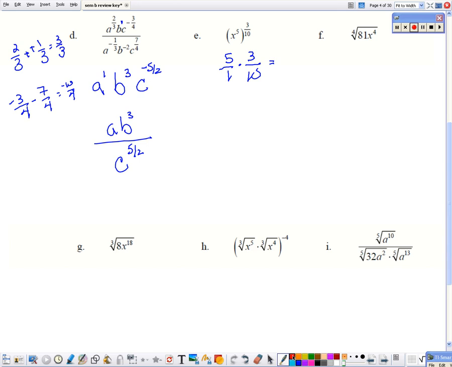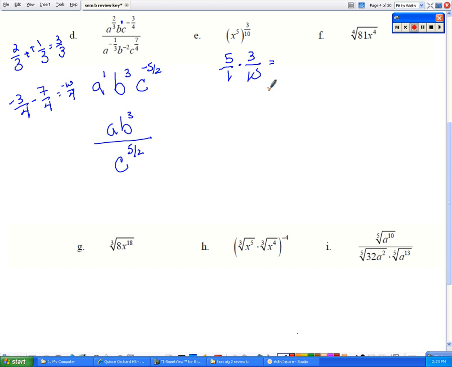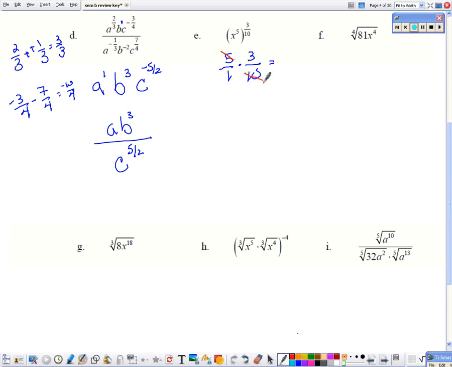Now for E, we can multiply the exponents. From here, I can reduce the 5 and the 10, so it makes my multiplying easier, and we get 3 over 2. So the answer here is x to the 3/2.